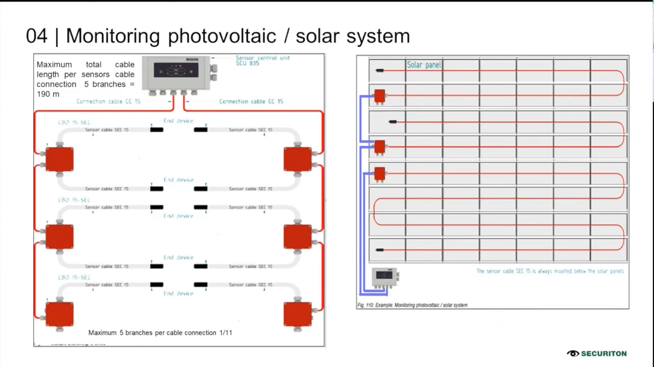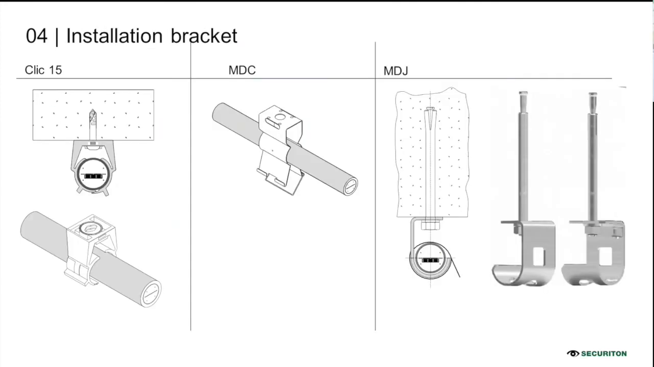So you can have a few junction boxes and you can run them separately as well. This is possible with 5 branches as the minimum requirement to run the system. Okay, good. So with that, I will explain about the insulation brackets, which are sold by Securiton as well.